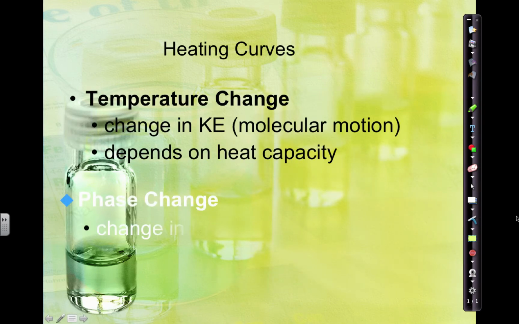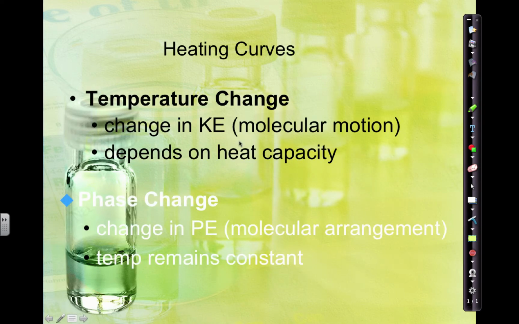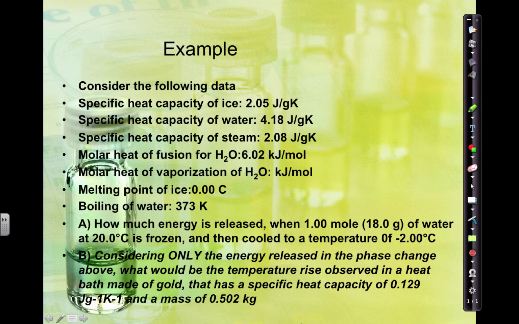All right, so just to recap, if we are going through a temperature change with a substance, we're changing the kinetic energy, so how the molecules are moving. That's going to depend on the heat capacity of a substance. If it's going through a phase change, I'm not changing the temperature, it remains constant. And what I'm actually doing is I'm changing the potential energy, or the molecular arrangement of molecules.